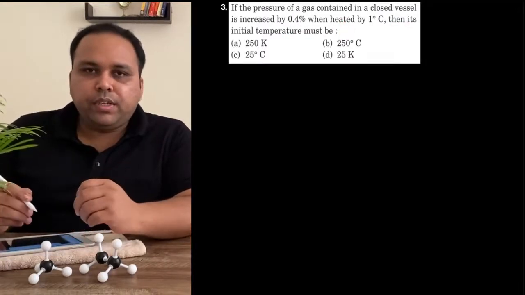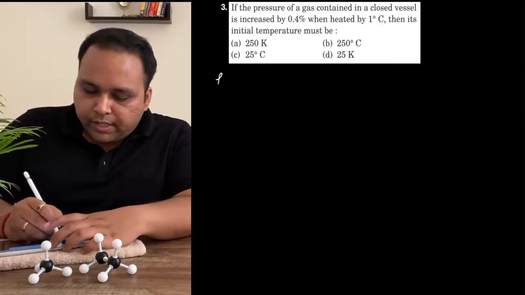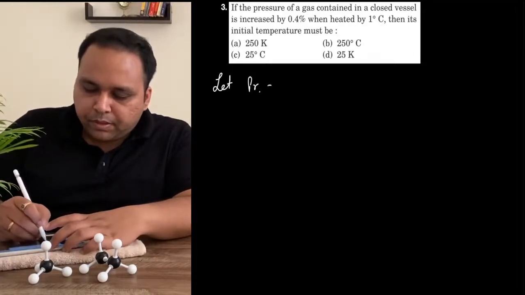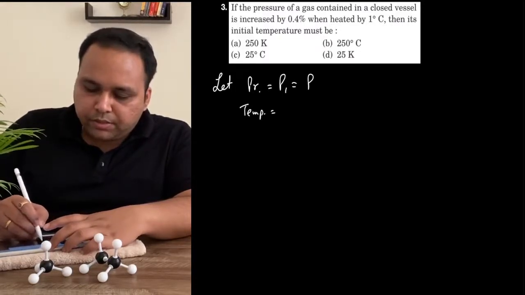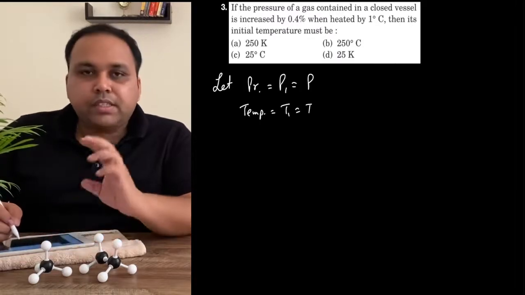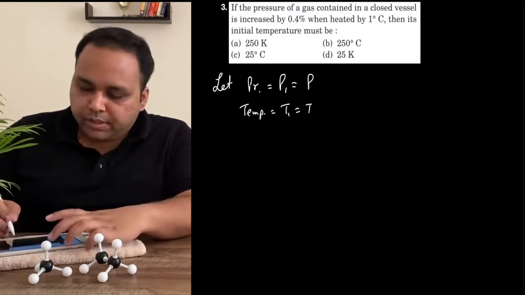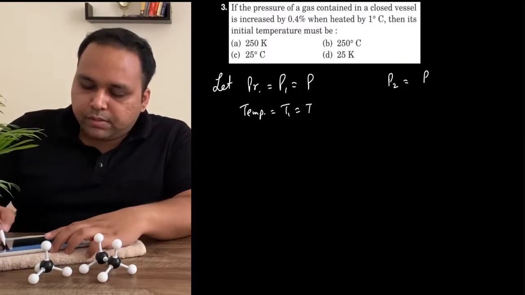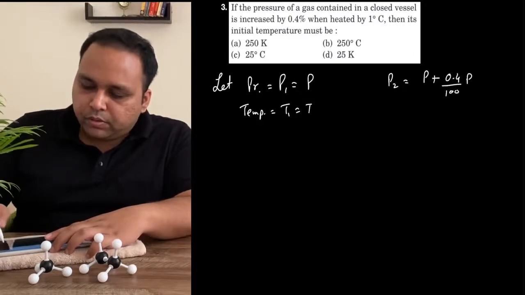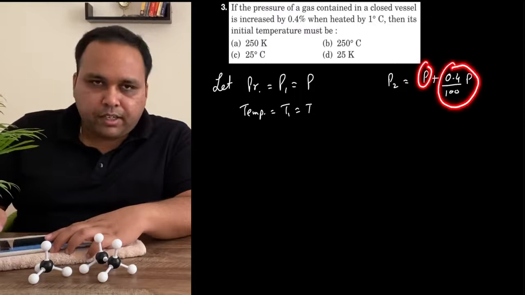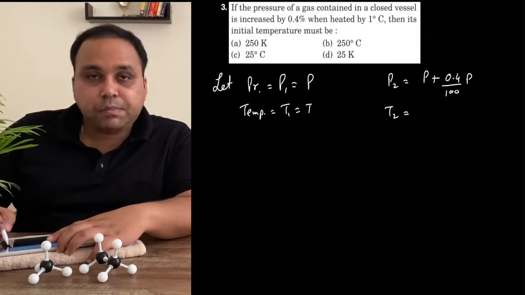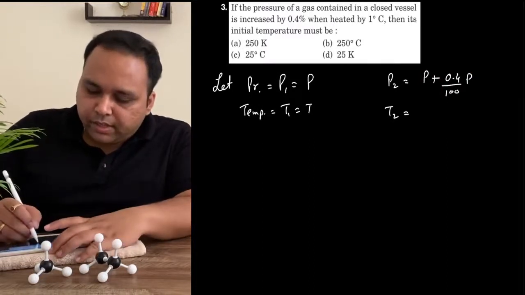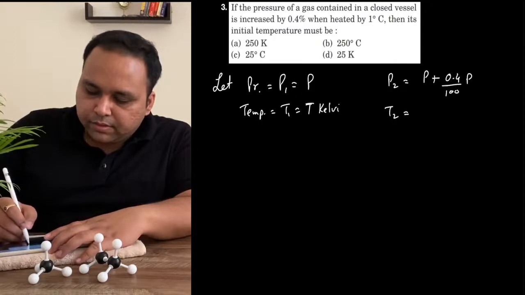So let's start by doing the question using variables. Let the initial pressure be P, and temperature should be T. Now the pressure is increased by 0.4%. So P2 is P plus 0.4 by 100 of P. So this plus the increase is our final pressure, and it is given that T2 is the initial temperature plus 1 degree Celsius. And let's say we are writing this in Kelvin. So this is T in Kelvin, right?